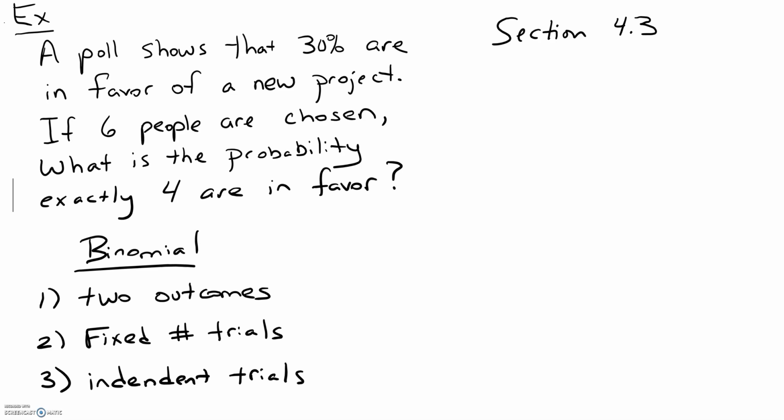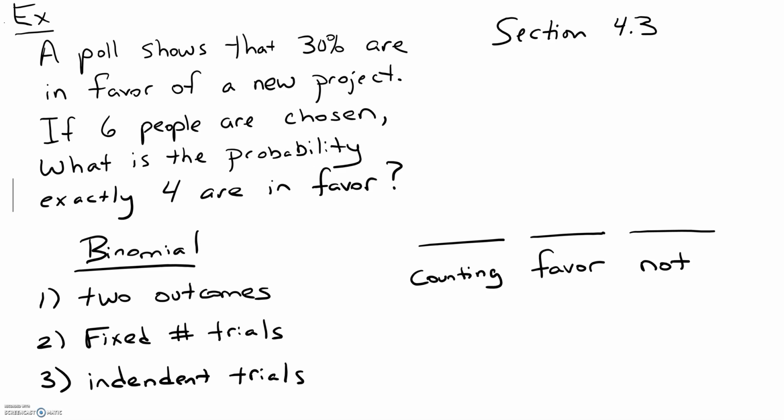Now, as we try to break this question down, I would think of it as having 3 parts. The second part that I have listed here would count or keep track of those in favor of the project. The third part would keep track of those not in favor of the project. And the first part is going to be counting and arranging all the various probabilities.